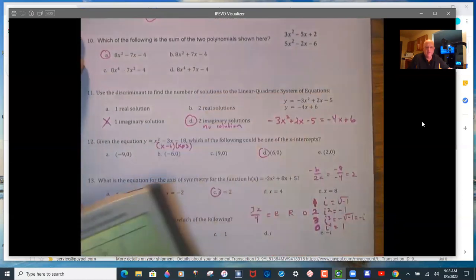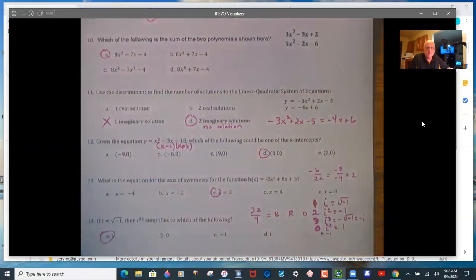Which of the following is the sum of those two? Pretty easy. Add them down. 8x squared minus 7x minus 4.